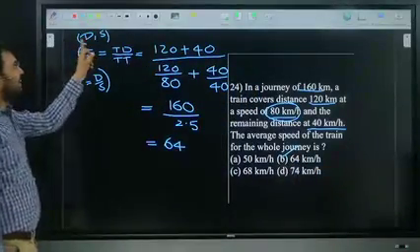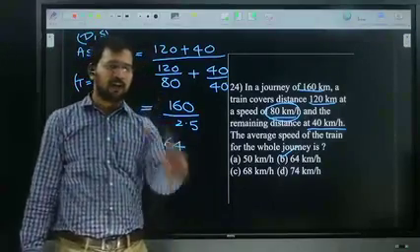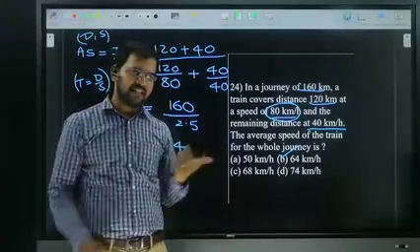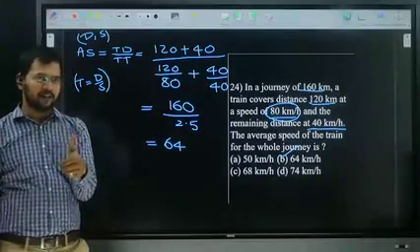So here they have given distance to speed. I think this is the second type. All of you clear? In the previous case they gave speed to time. Here they have given distance to speed. All of you understood? Very good.